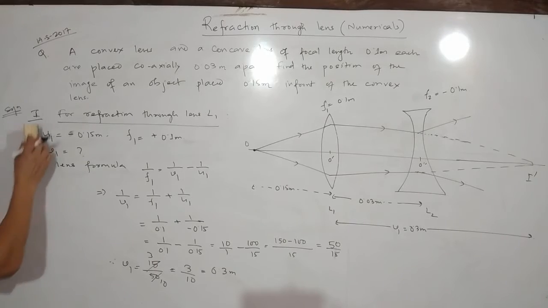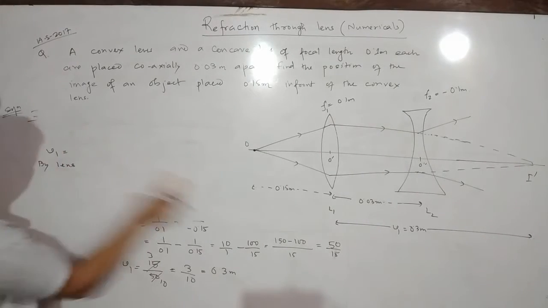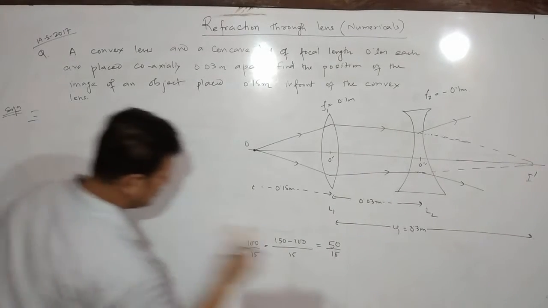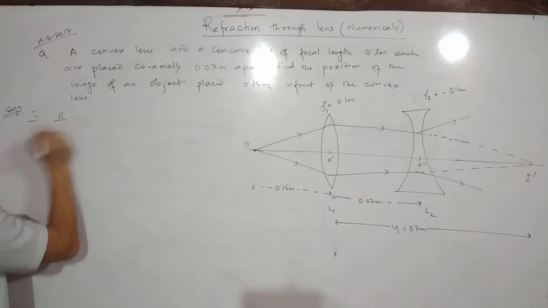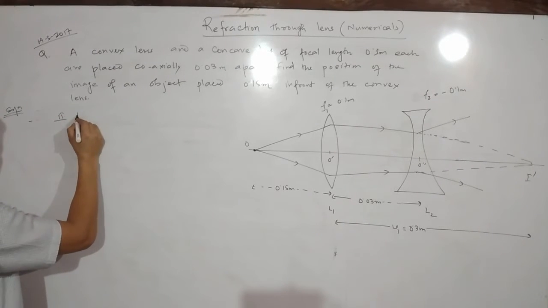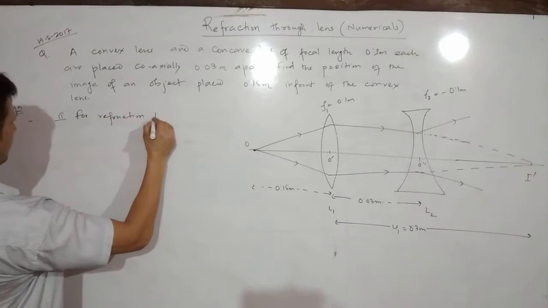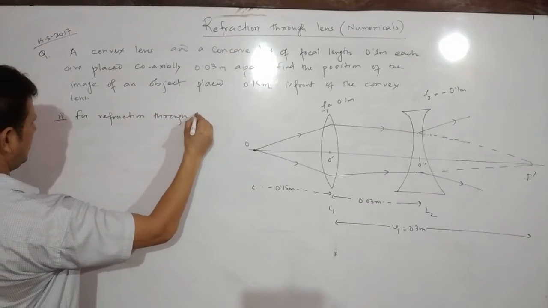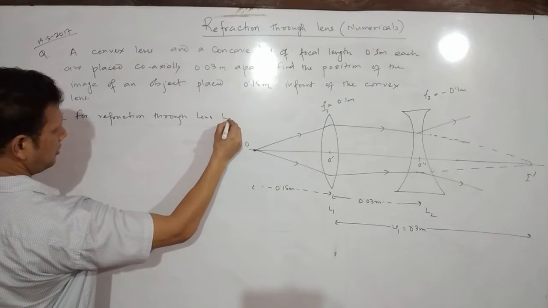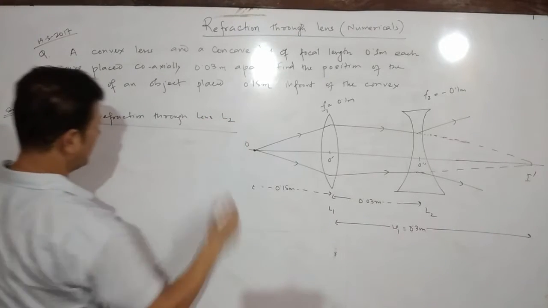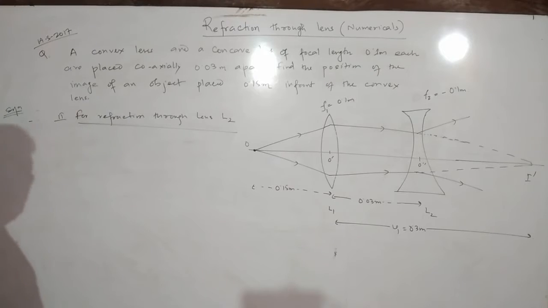Okay, so what will now you see, I will now go through this second refraction. দ্বিতীয়টো প্ৰতিসৰণ আমি এতিয়া উলিয়াম. So number 2, for refraction through lens L2. এবাৰ দ্বিতীয় লেন্সখনৰ দ্বাৰা হোৱা প্ৰতিসৰণ.